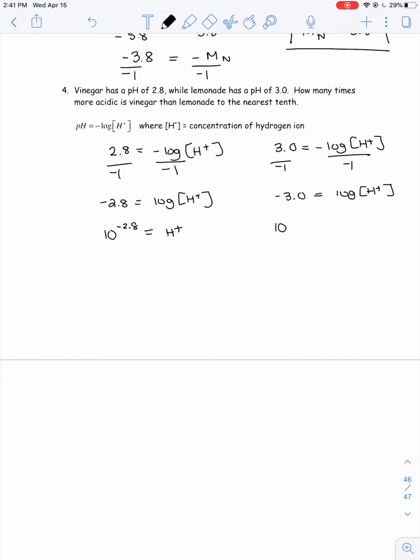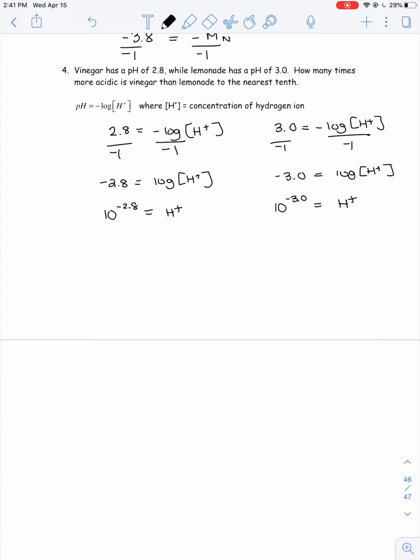So that's one concentration, and then you're going to do the same thing on the other one: 10 to the power of negative 3.0 equals your H plus concentration. Now you're going to take your higher number, which is the negative 2.8, over the lower one, negative 3.0, and divide the two answers. Or you can subtract the powers and then go 10 to the power of it if you want to. It doesn't really save you any time, so we can do it exactly how we see it.